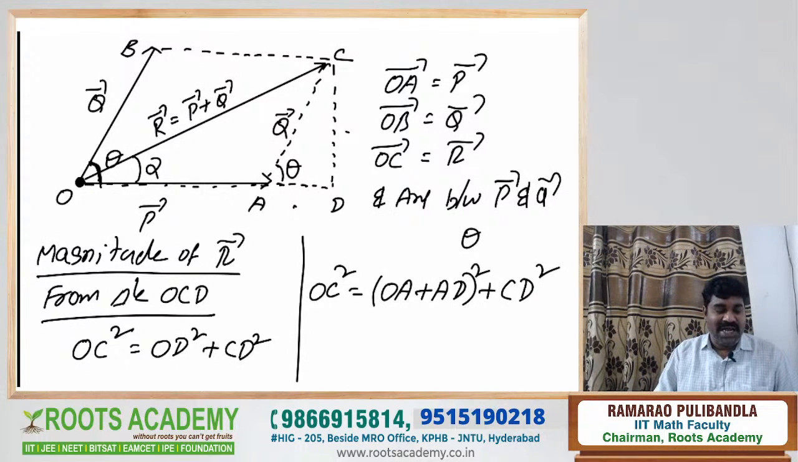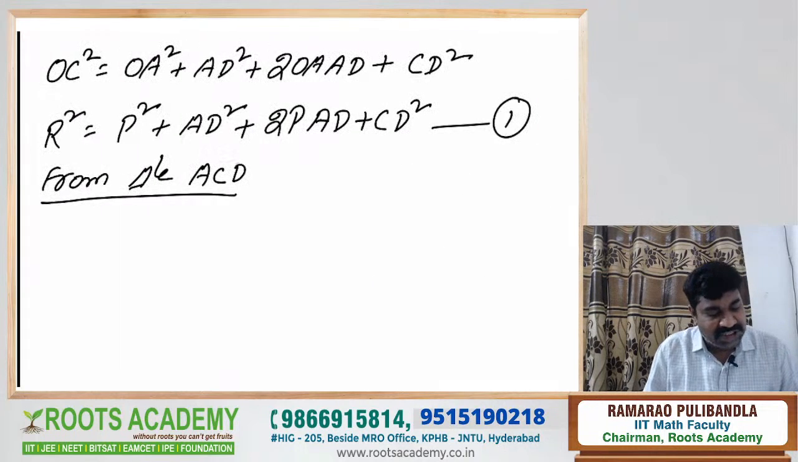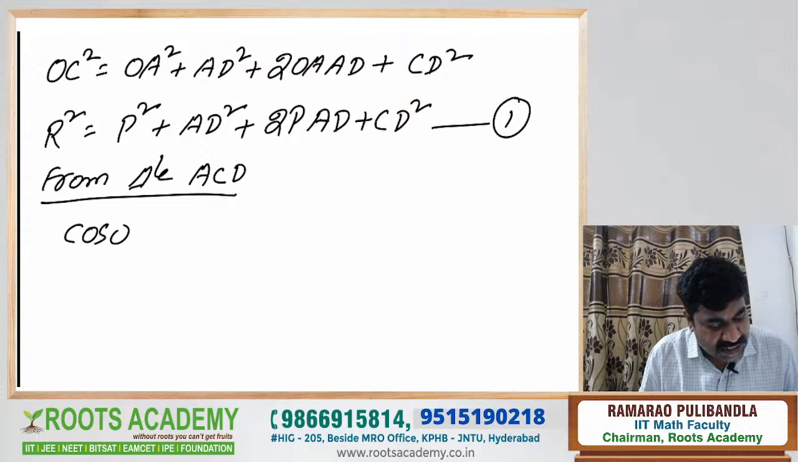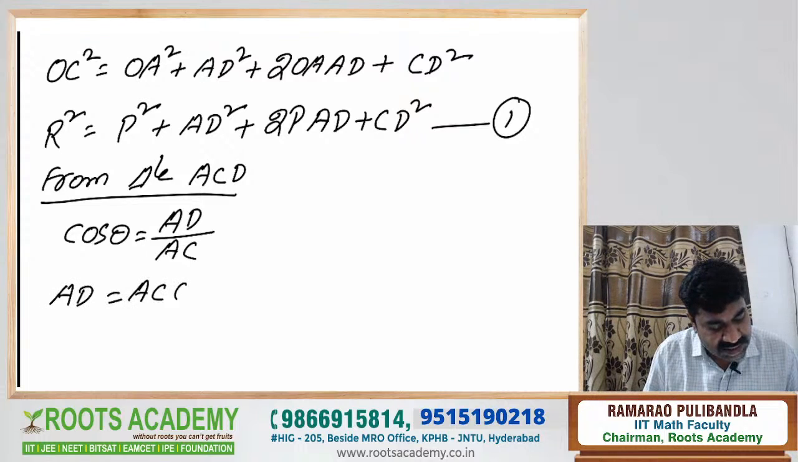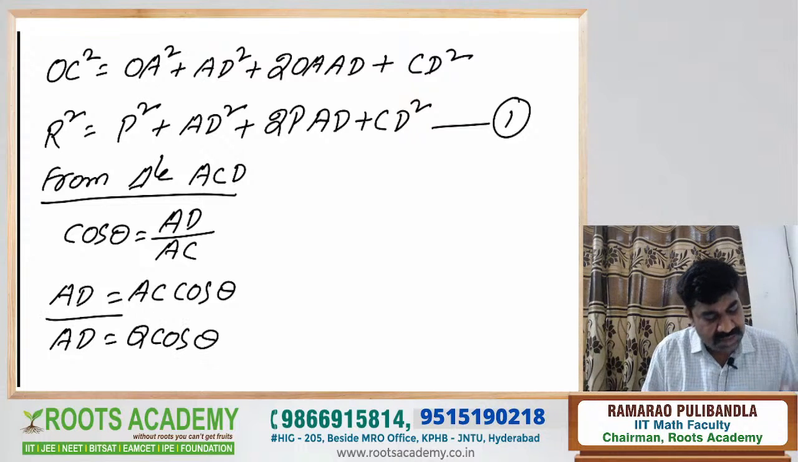In this right angle triangle, AD is the adjacent side and AC is the hypotenuse. What is the relation? Cos theta is adjacent AD by hypotenuse AC. So AD is AC cos theta. AC is equal to Q, so AD is Q cos theta.